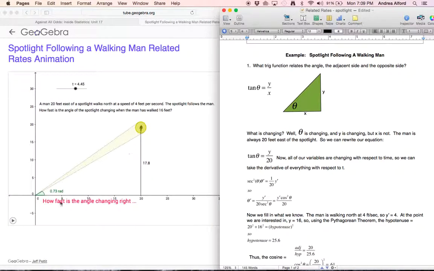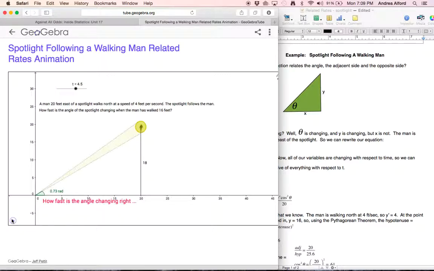So the first thing is we need a function that relates this angle and the opposite side. So that's going to be our tangent function, and we'll draw a representation over here. The tangent of theta is y over x. Well, now we need to know, what's changing? Well, again, let's look over here. What's changing is the position of the man, so y is changing, and the angle's changing.